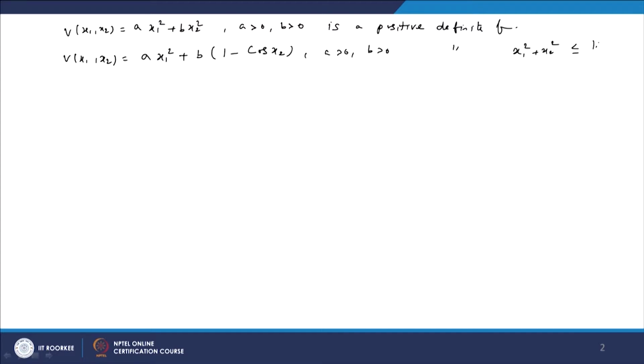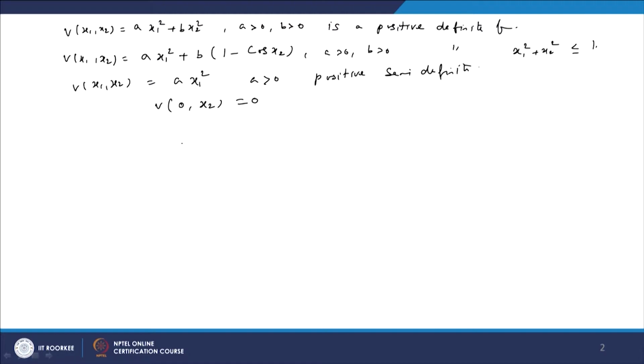Now if you consider v of x1 x2 equal to simply a x1 square, if a is positive, this is positive semi definite, because v of 0 comma any x2 is also equal to 0. For non-zero points the function value is 0, and v of 0 0 is also equal to 0. So it is a positive semi definite function.